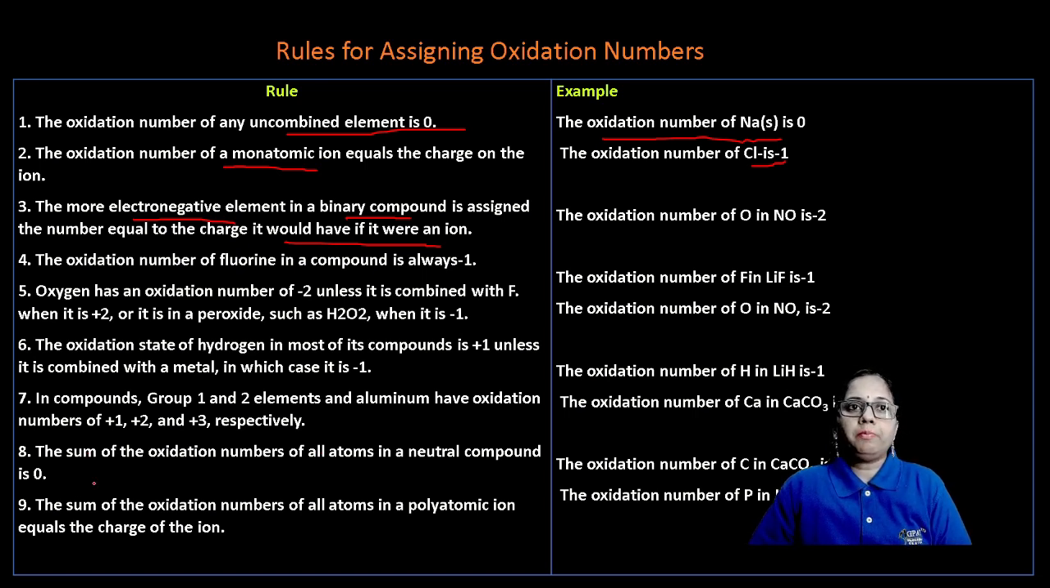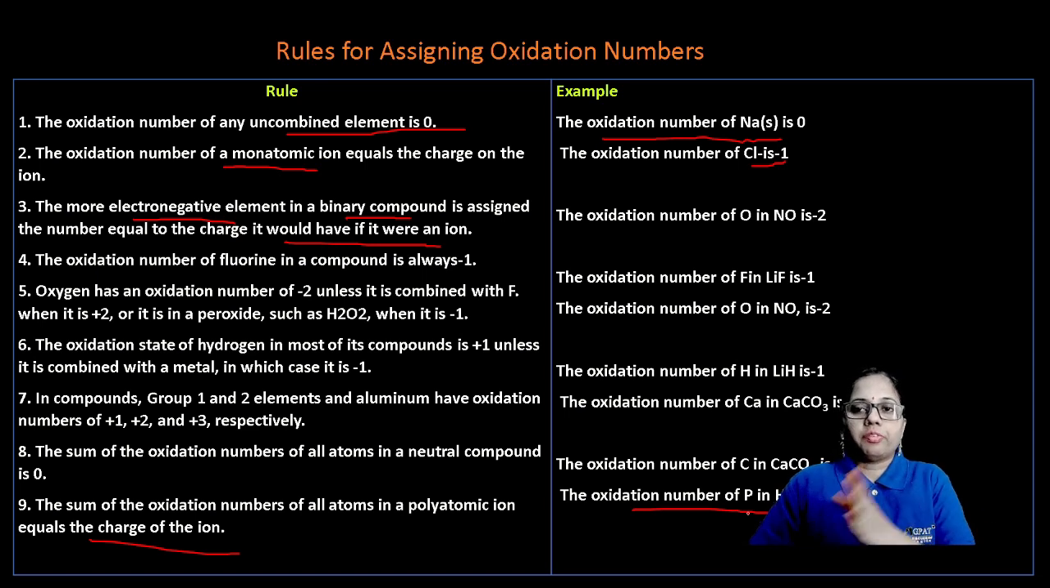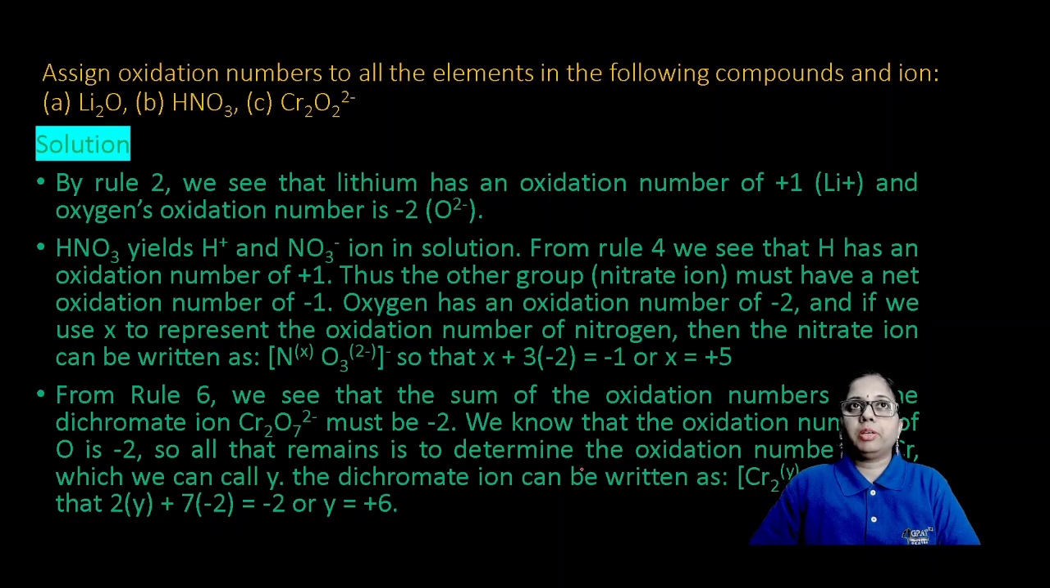If you see one more example, the sum of the oxidation numbers of all atoms in a polyatomic ion equals the charge of the ion. That means if you take the example of phosphorus, we know that it is polyatomic and exists in different forms. So in H2PO4 minus, the oxidation number for this phosphorus is +5. It is going to form P in the +5 state. So these are the different rules for assigning the oxidation number.